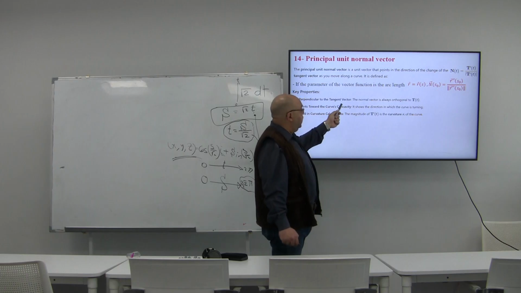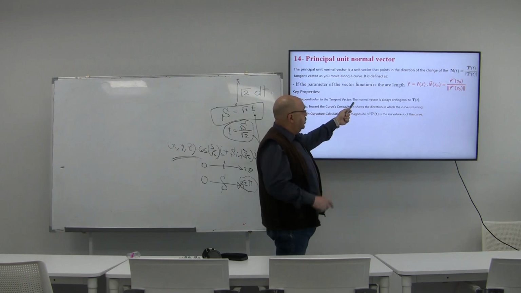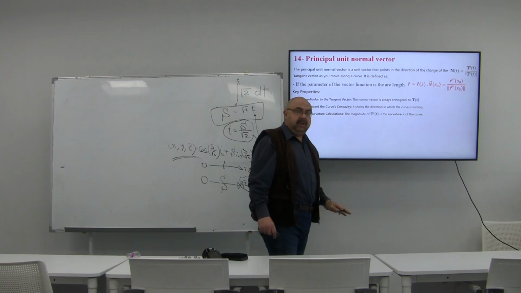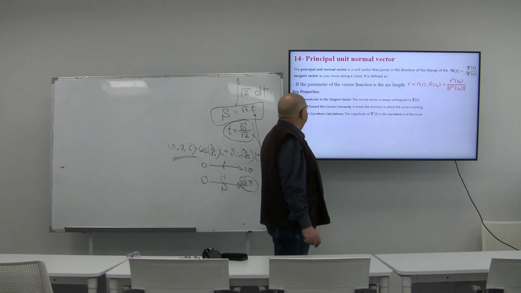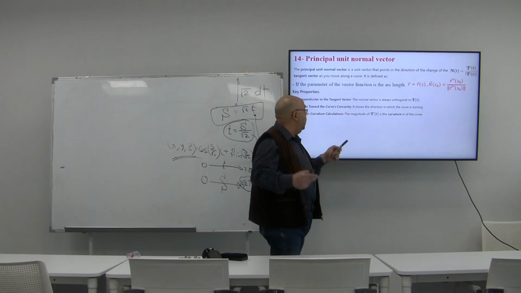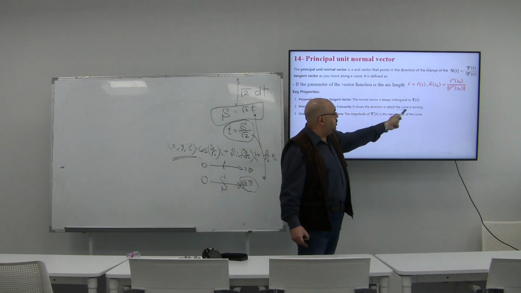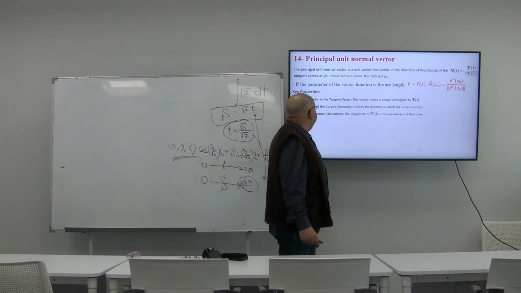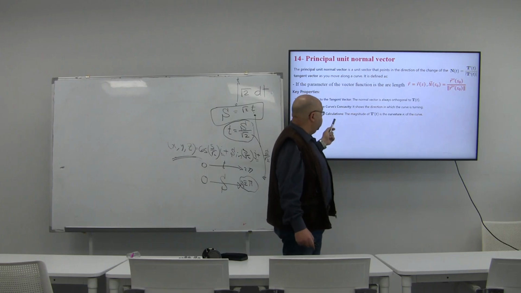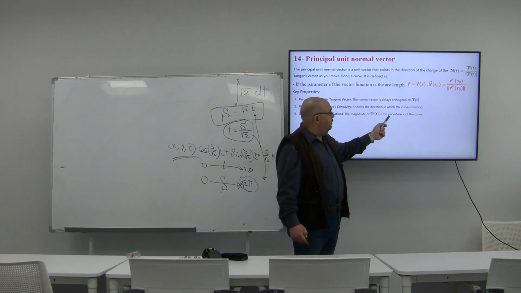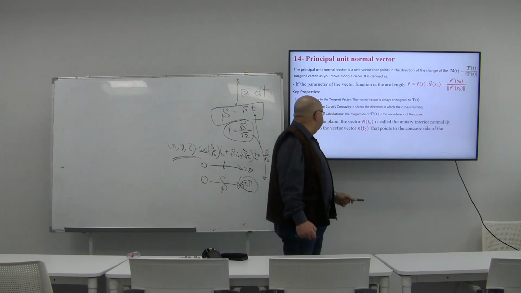Properties: the normal vector that we are talking about is always orthogonal to the tangent vector, and points toward the concavity of the curve. It shows the direction in which the curve is turning. Number 3, used in curvature calculations. The magnitude of t dash is the curvature k of your curve.